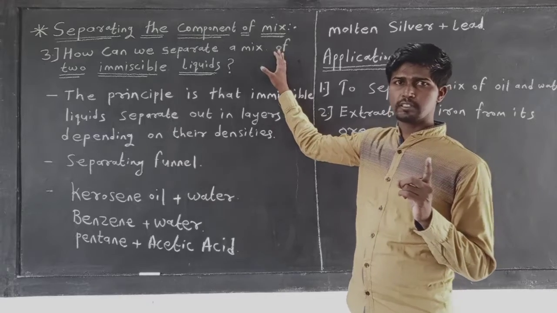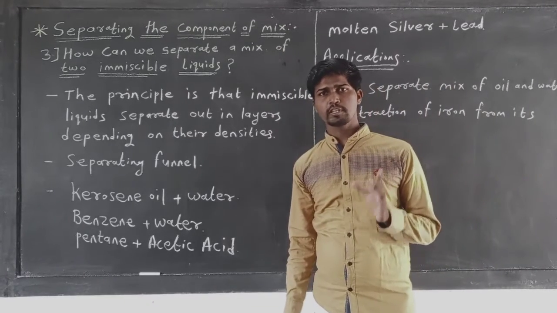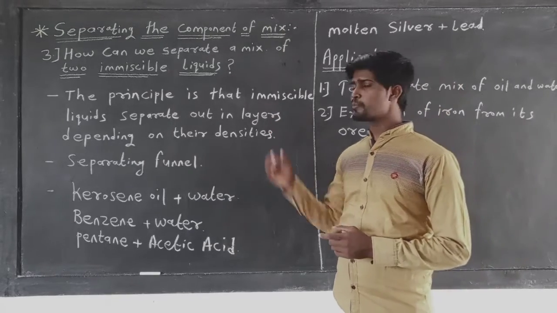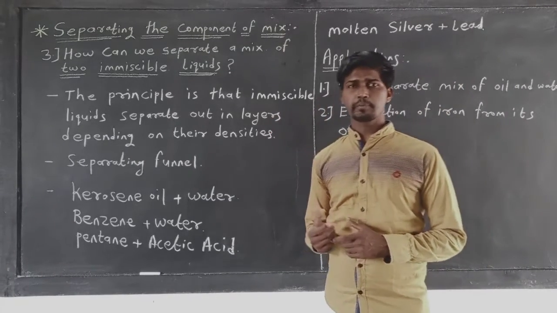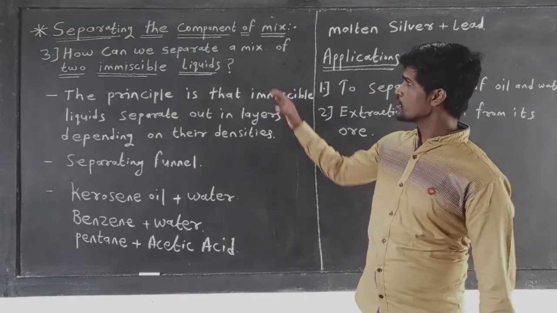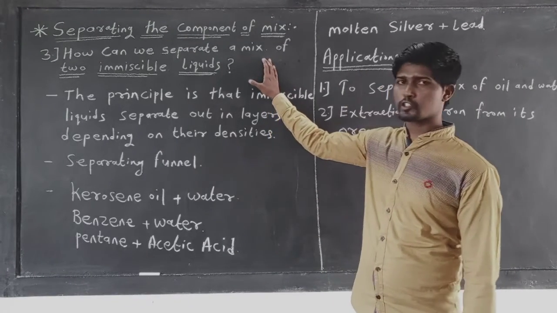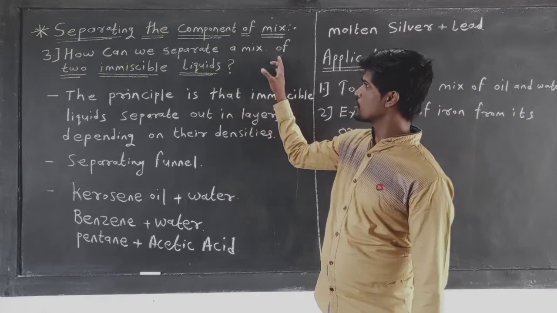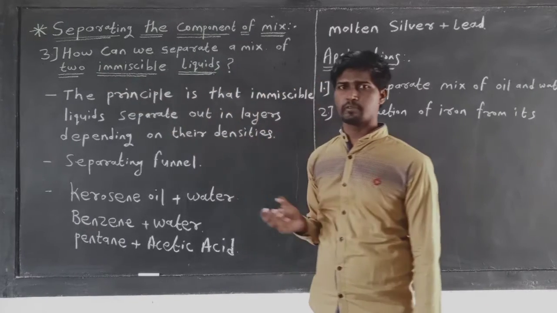First point, how color components are separated from black ink or blue ink. Then second point, how cream is separated from milk. Today let us start the third point in this topic. The point name is how can we separate a mixture of two immiscible liquids.